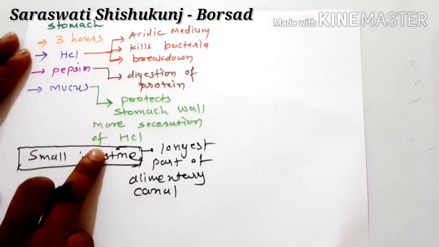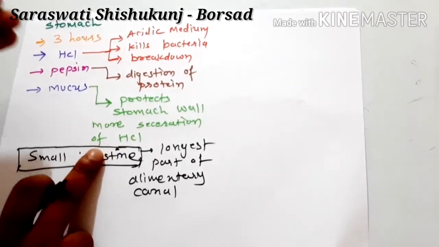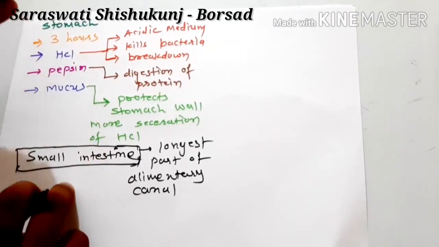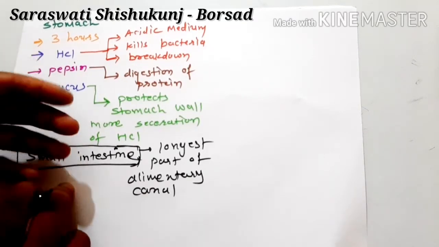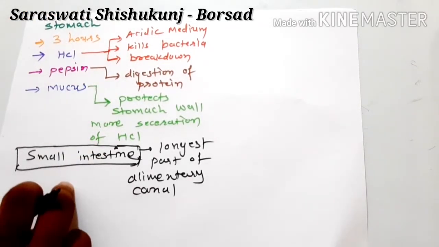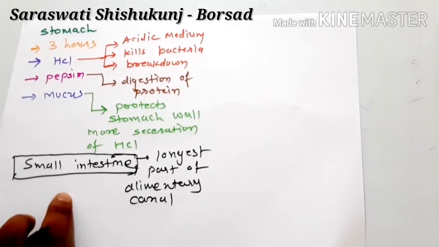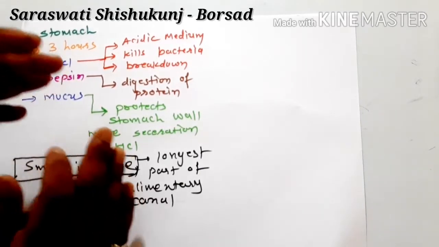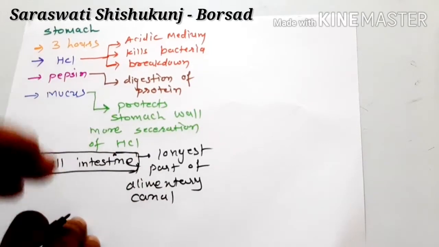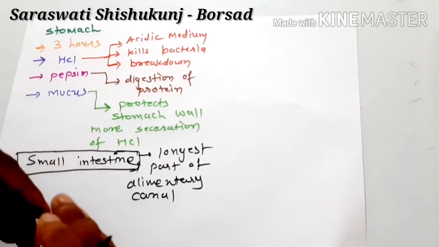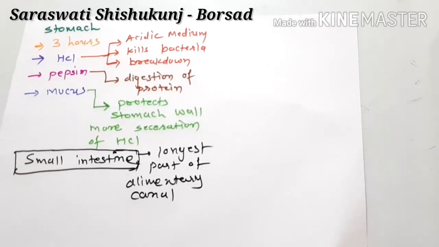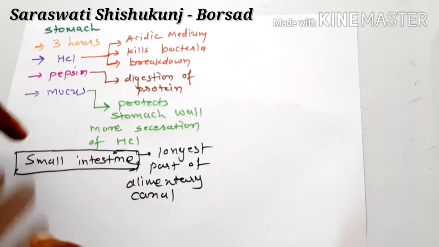As food passes from the stomach to the small intestine, we all know that in the small intestine, absorption of nutrients is going to be done. But before the absorption of nutrients, we must understand that when food enters the small intestine, there will be secretion of different juices, and the function of these juices is also very necessary to understand. So let's start.